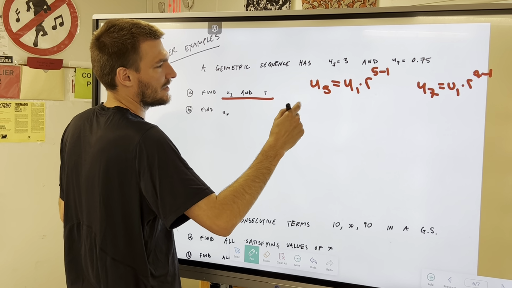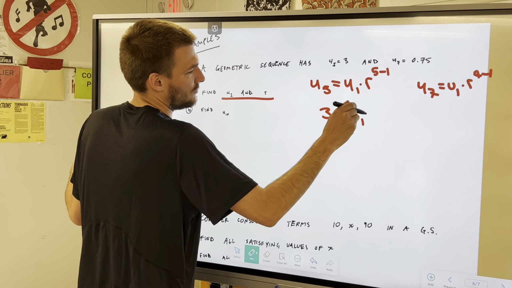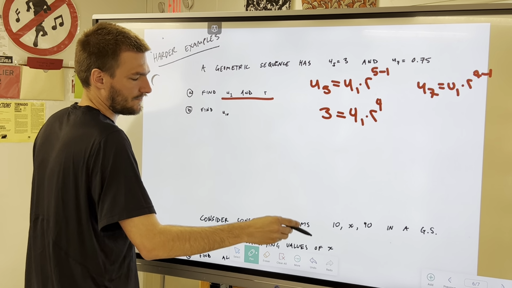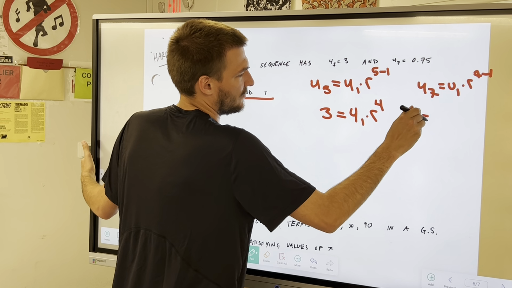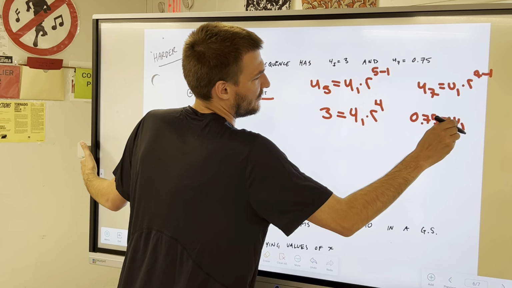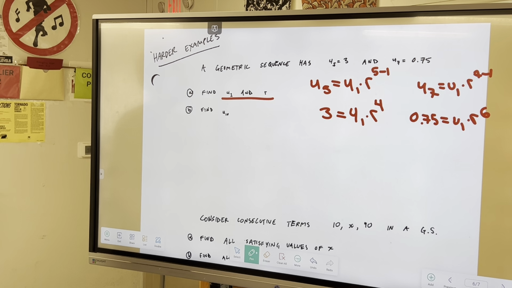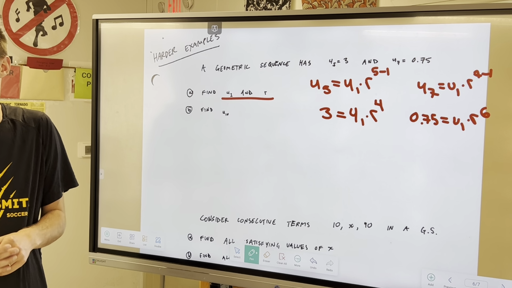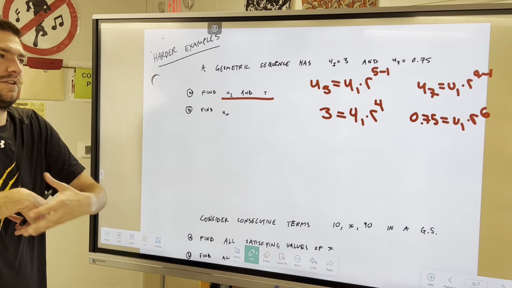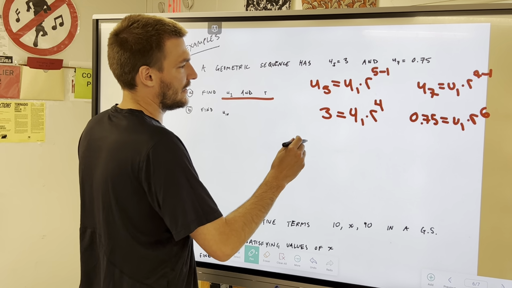I'm gonna plug in my numbers that I've got here. U5 is 3, U1 times R power 4, and U7 is 0.75, U1 times R power 6. Again, I think I heard whisperings of people figuring it out already. That's okay, but how can you actually figure this out? Here we have 2 equations that have the same 2 variables, so we can find one and plug it into the other and solve for it, the typical IB thing.